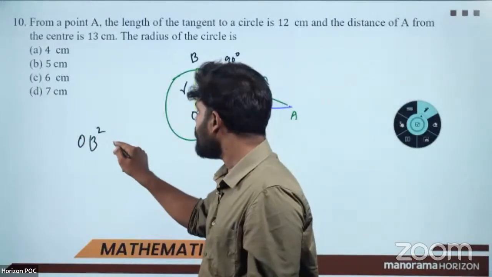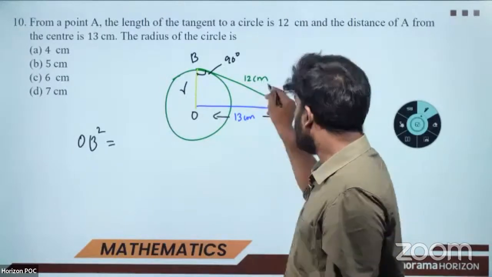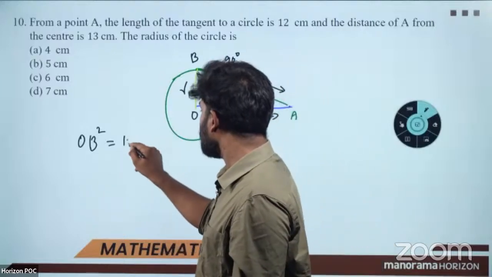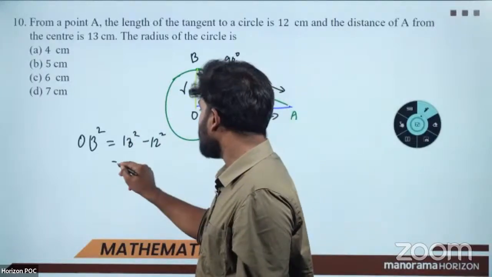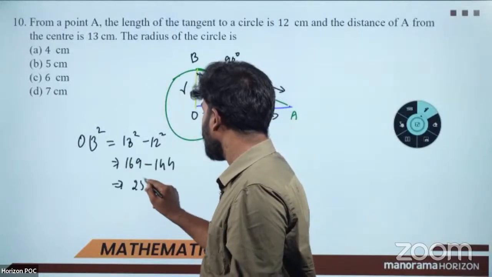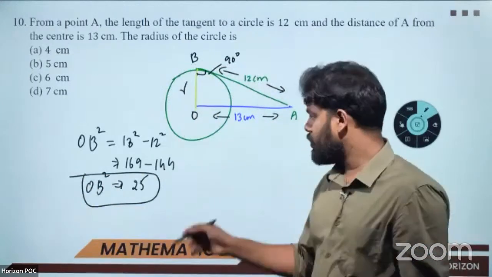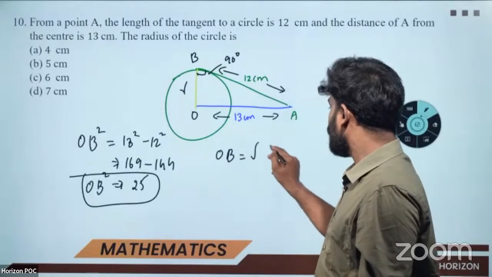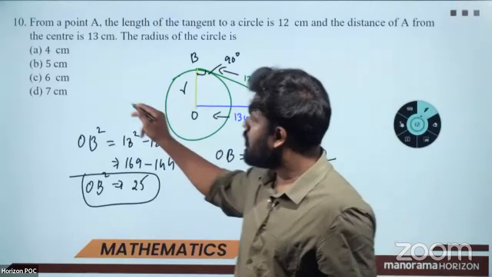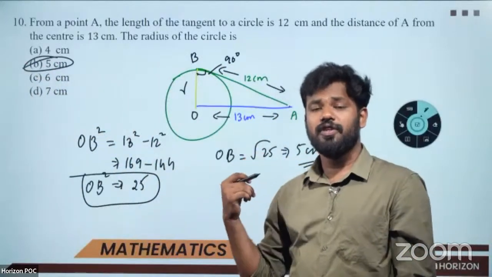You know that Pythagoras theorem says OB square is equal to the hypotenuse square, that is 13 square, minus this one, that is the altitude or base, whatever it is. So you can write it as 13 square minus 12 square, that gives us 169 minus 144, which is equal to 25. So OB square is nothing but 25. What is OB? OB is nothing but root of 25. We know that it is simply 5 centimeters. So option B is giving us the answer, that is 5 centimeters will be the radius of this particular circle.